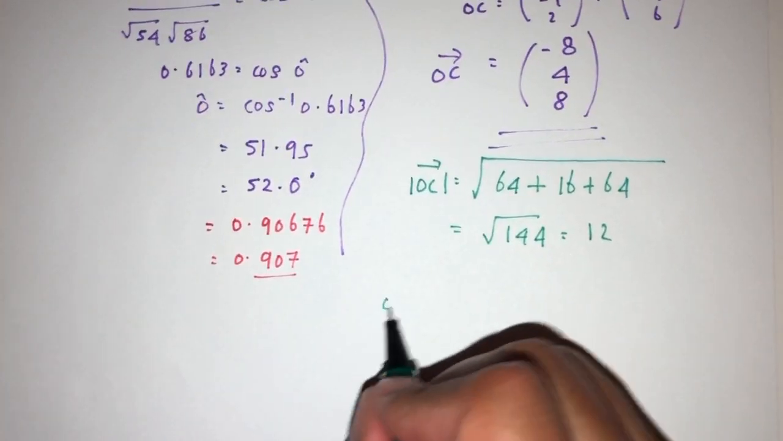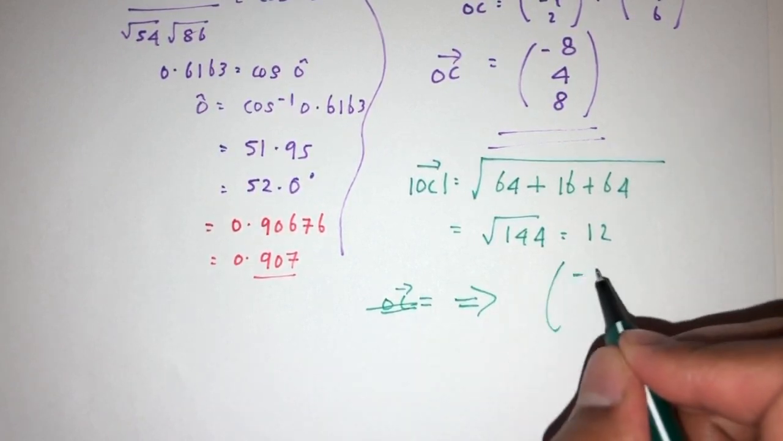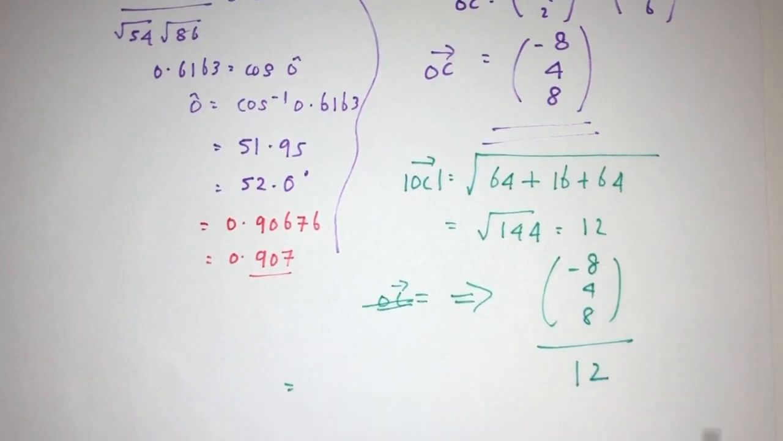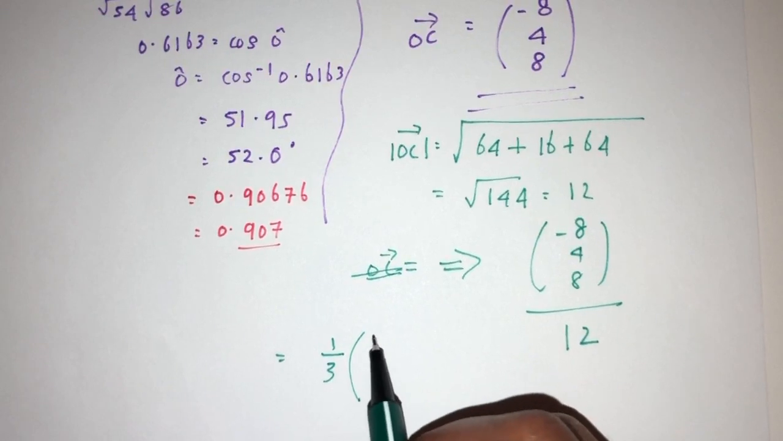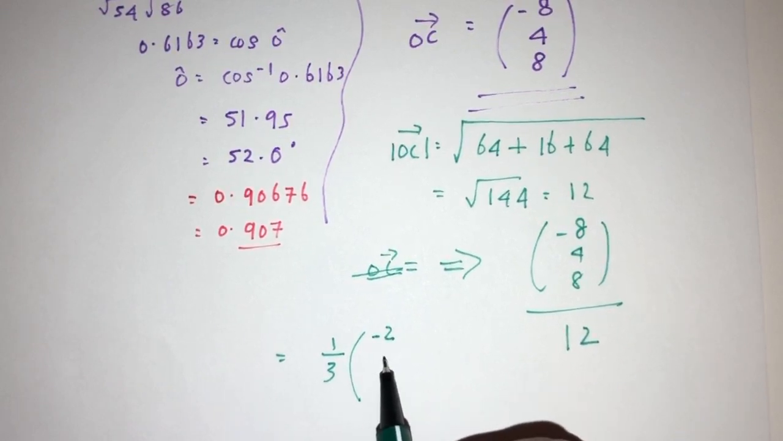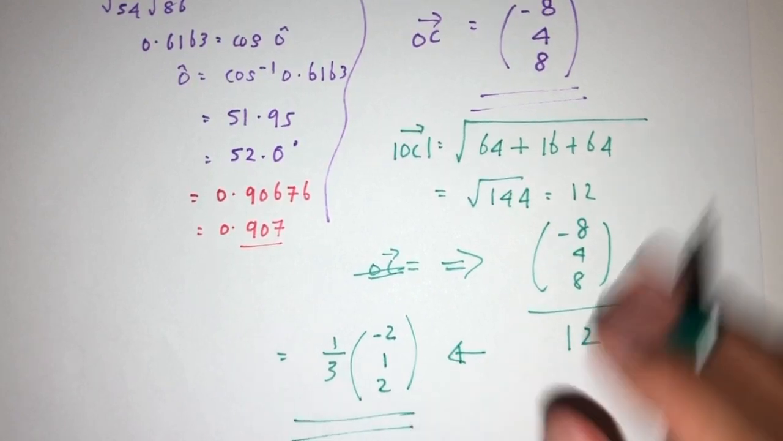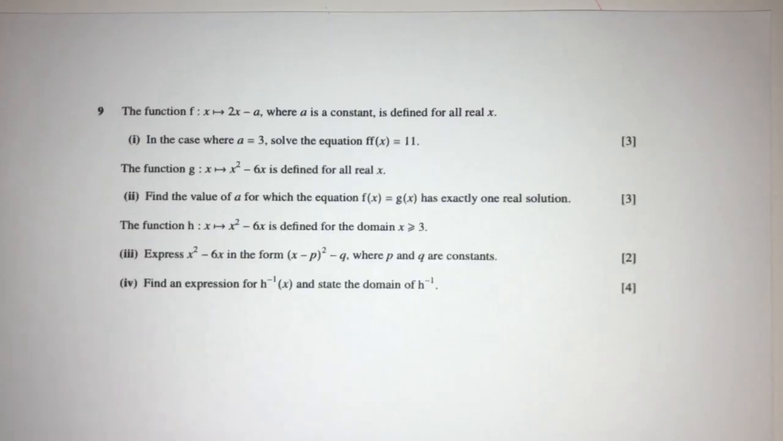So finally, the unit vector in direction of OC will be (-8, 4, 8) divided by the value of 12. You can divide by 4, you will have 1 over 3 multiplied by -2, 1 and 2. That will be the unit vector in direction of OC. And that will be a question in relation to vectors for this paper. Let's move on to this question.